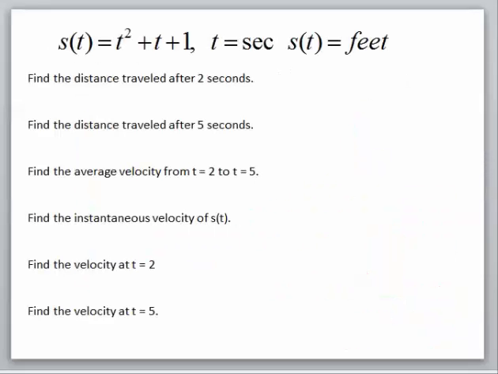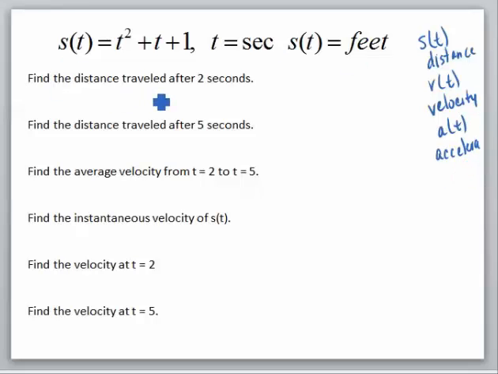So let's go ahead and look at this problem and see if we can answer a few of these questions. I want you guys to notice the notation: s of t we're going to use for our distance functions. We're going to use v of t for velocity, and we're even going to get into acceleration sooner or later, so I'll say that a of t is our acceleration. We're not going to use that today.